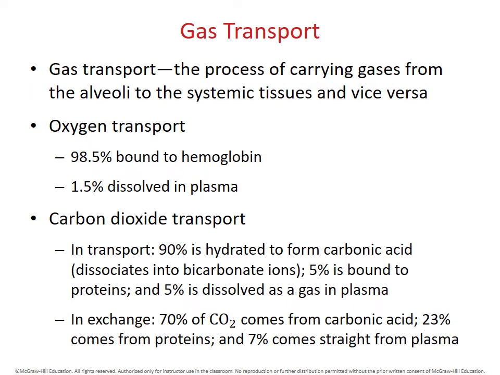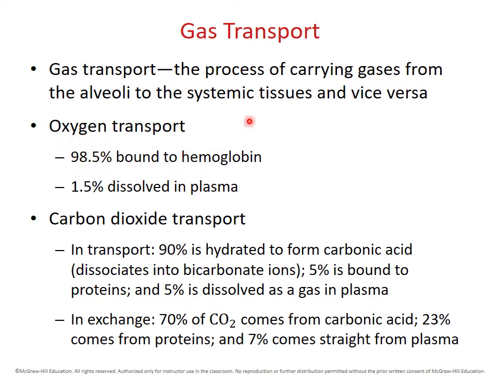Beginning with oxygen transport, what we see is that most of the oxygen is transported in the blood bound to hemoglobin. Just like iron binds to a carrier protein called ferritin, oxygen is carried in the blood bound to a protein called hemoglobin. Some of it is transported just in its dissolved state, but you can see that's a very small percentage. Only about 1.5% is actually transported dissolved in plasma. 98.5% of it is bound to hemoglobin.